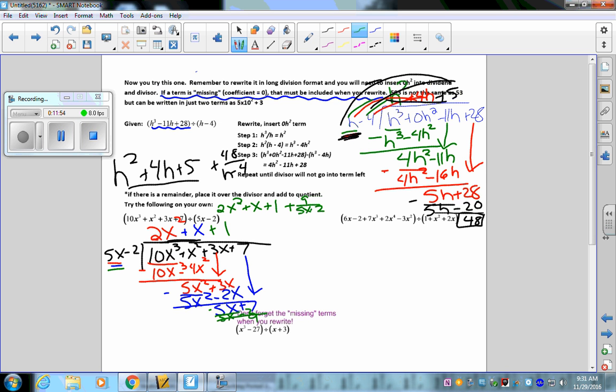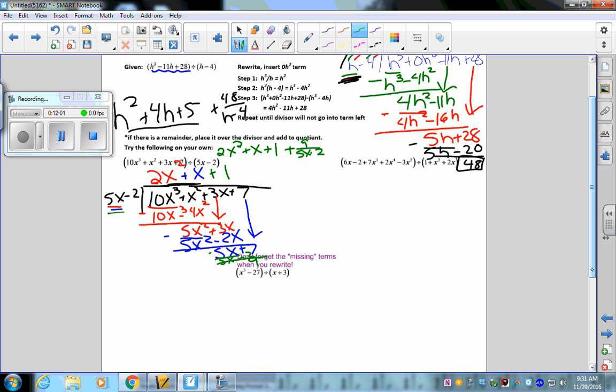All right, we're going to do one more together, and I'll have you try the last one on your own. This one looks scarier than it is. A couple things to notice. I am dividing by 3 terms. That's okay. We're going to still literally follow the exact same process. But you also may notice things are out of order. When you write it, you need to write it in standard form. So this one, what I'm dividing by should be x squared plus 2x plus 1.